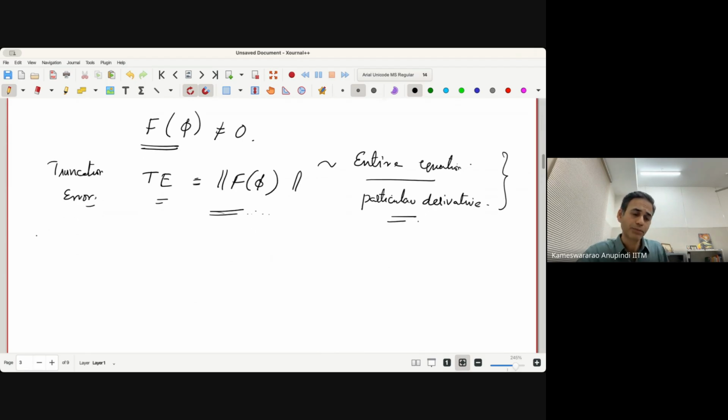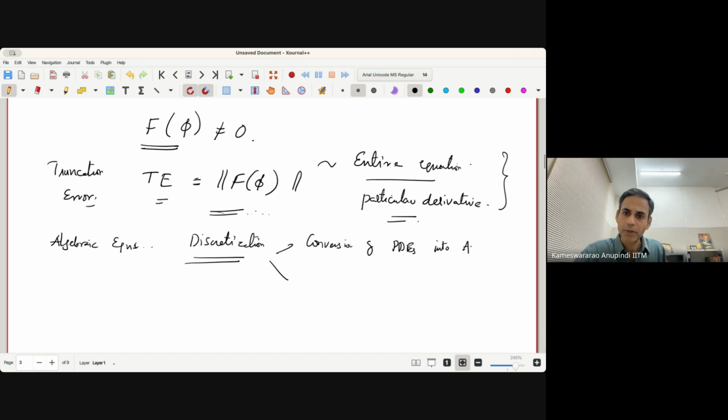Okay, now before we go ahead and obtain this set of algebraic equations, as I mentioned, we have to perform this operation that is known as discretization, right? That means we are going to essentially convert our equations. Discretization can mean two things. One is the conversion of PDEs into algebraic equations.